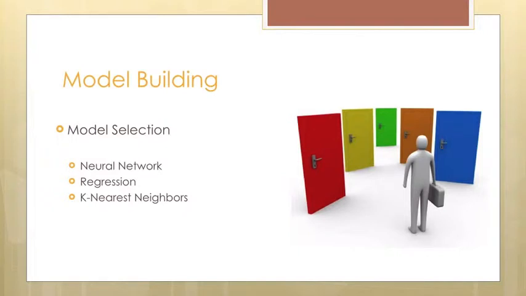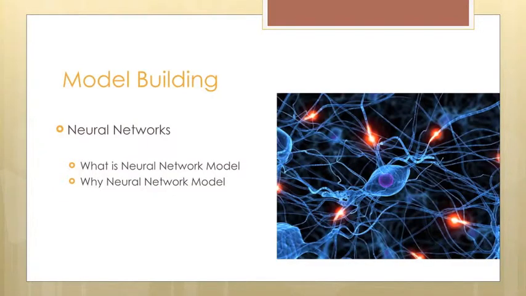Now we are in the section where we will be building the model. For the purpose of this project, we have selected three models: the neural network, the regression, and k-nearest neighbor. Why we have selected these models, we will be discussing in the section which comes next. So to start with the neural network, here we'll be looking at what a neural network is and why a neural network model.